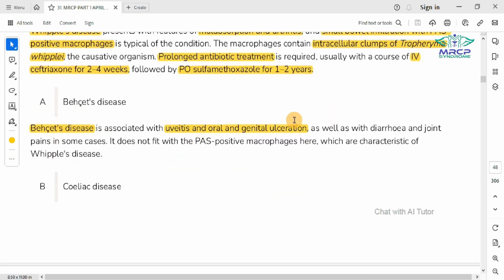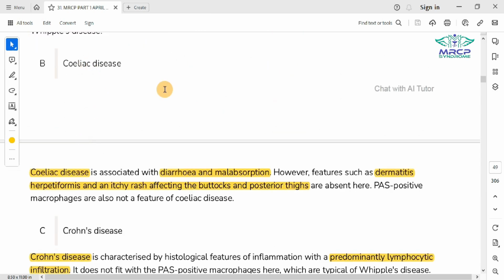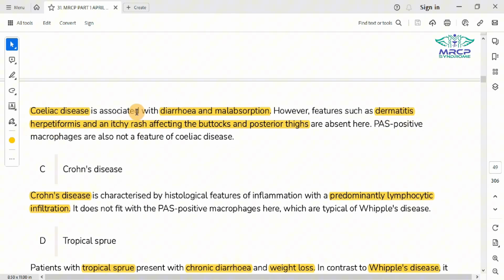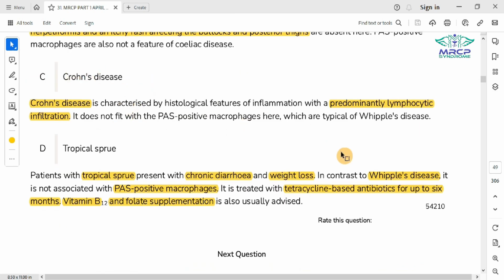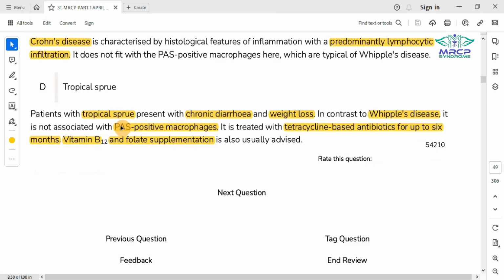So Behçet's will have oculo-oral genital manifestations. Celiac disease will have associated DH. And in case of Crohn's disease, there would be lymphocytic infiltration. And tropical sprue, they will have the exclusive GIT manifestation.